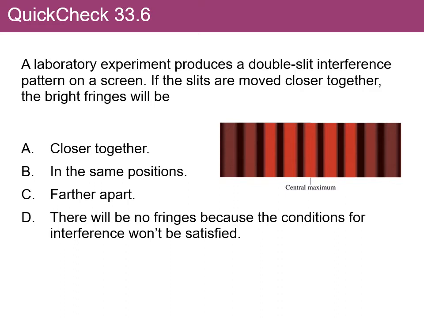A laboratory experiment produces a double-slit interference pattern on a screen. If the slits are moved closer together, the bright fringes will be closer together, in the same positions, farther apart, or there will be no fringes because the conditions for interference won't be satisfied.